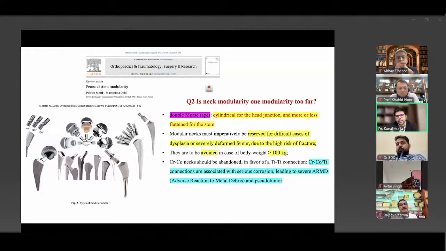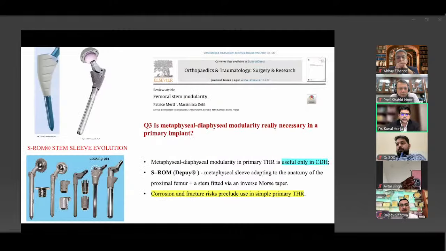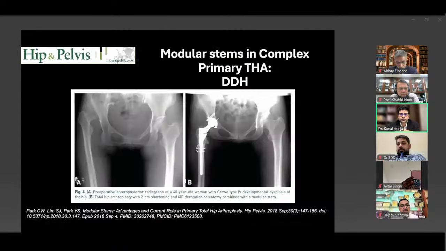Well, the double Morse tapers should be reserved for dysplastic hips or difficult deformed femurs and should be avoided in obese individuals of more than 100 kgs. Otherwise, it will lead to reactions like the ARMD and the pseudotumors. The third question, is the metaphyseal diaphyseal modularity really required in a primary case? Well, it's more or less useful in dysplasias and in deformed proximal femurs because of increased risk of corrosion and fracture risk at the modularity junction.